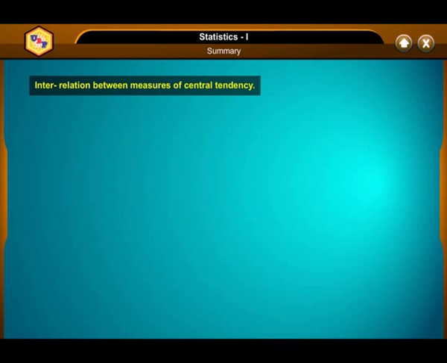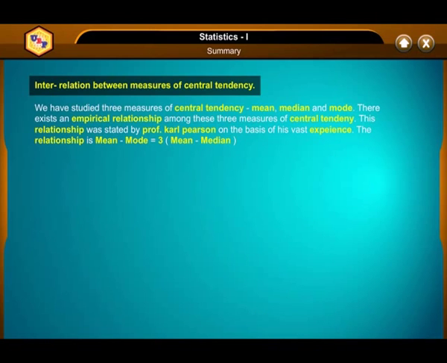Interrelation between measures of central tendency. We have studied 3 measures of central tendency: mean, median, and mode. There exists an empirical relationship among these 3 measures of central tendency. This relationship was stated by Professor Karl Pearson on the basis of his vast experience. The relationship is mean minus mode is equal to 3 times (mean minus median). It cannot be proved theoretically, but is observed to be valid for a number of data sets after actual calculations.